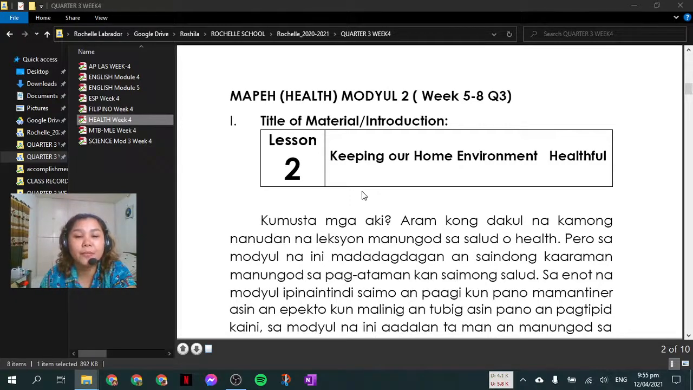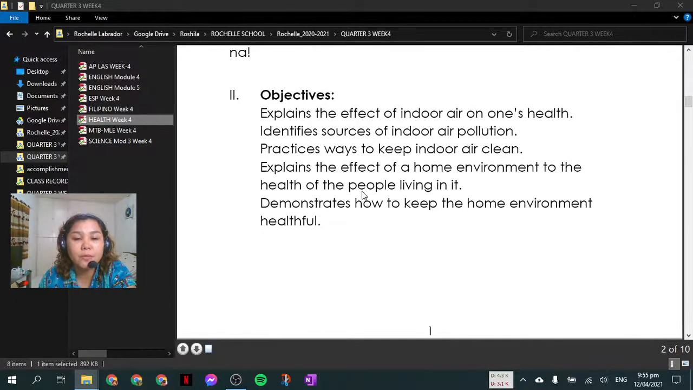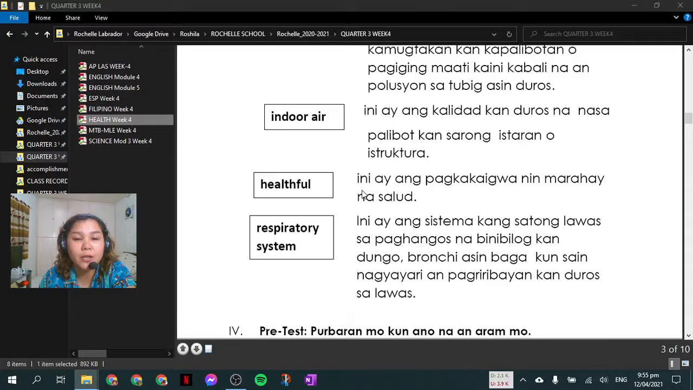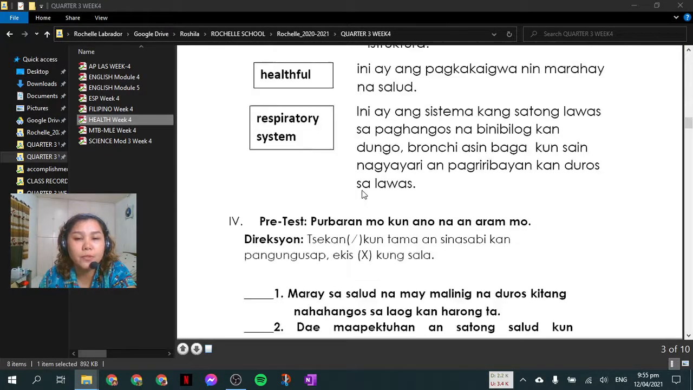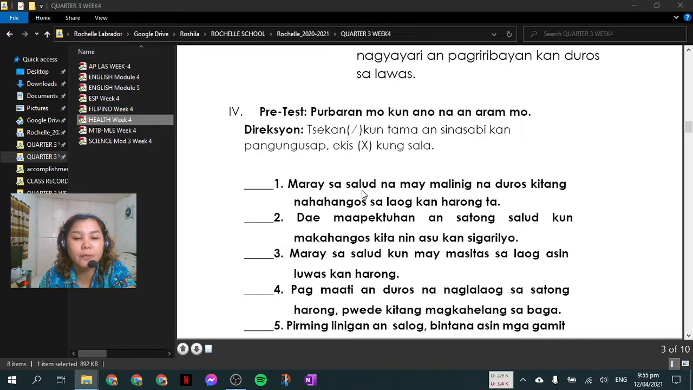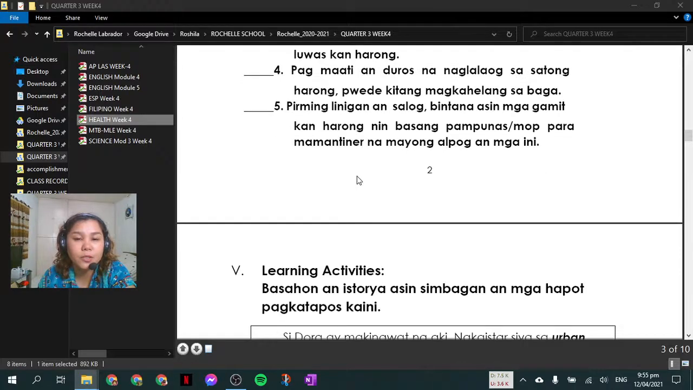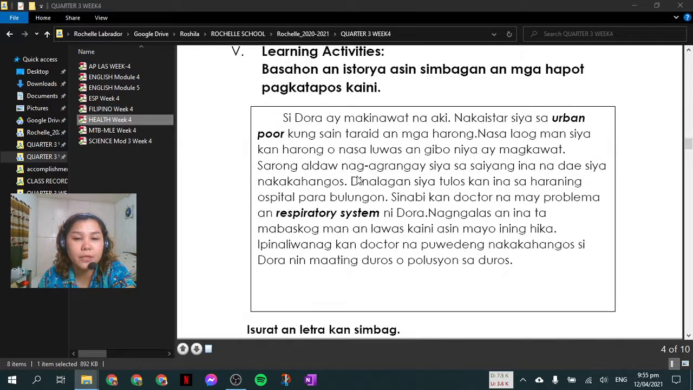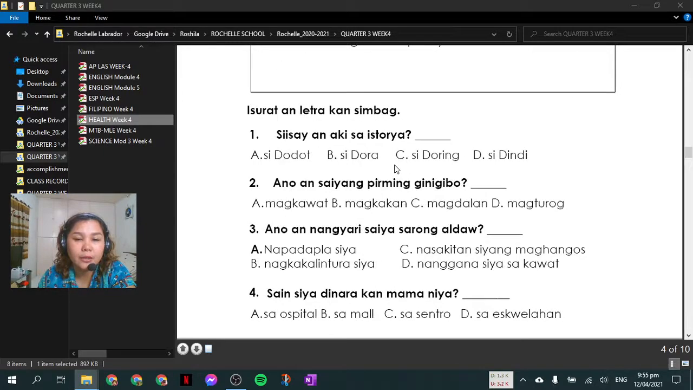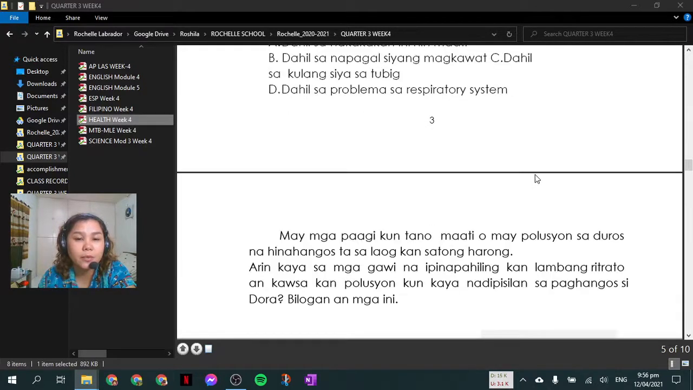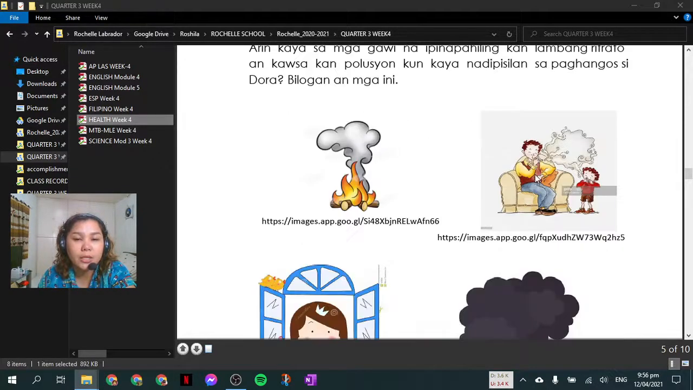So, there is an introduction, objectives, vocabulary. There are 4. Then there is an explanation. Pre-test, check or X, numbers 1 to 5. Learning activities: there is something to read, and then something to answer. Write the letter. You have choices A, B, C, or D. That's until number 5. And then, there is a discussion.